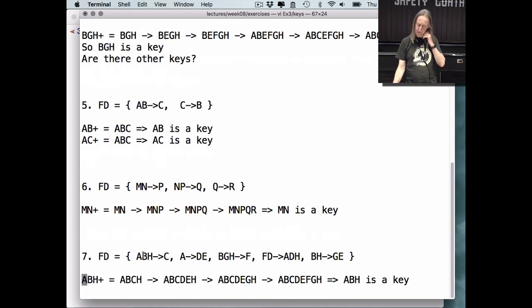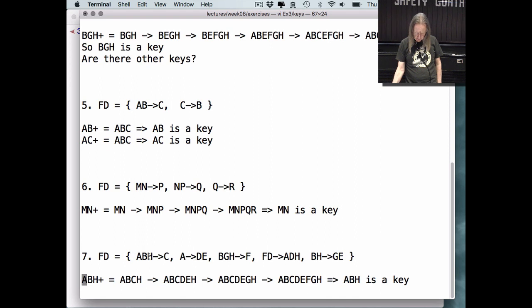And one final one, ABH. Well, it's pretty obvious that I can apply this first functional dependency to get C. Once I've got C, well, I've got A already, so I can apply this functional dependency to add D and E to the set. Once I've got that far, what do I do? Which one? I should have written down which functional dependency I was applying. A, B, C, D, E, H.